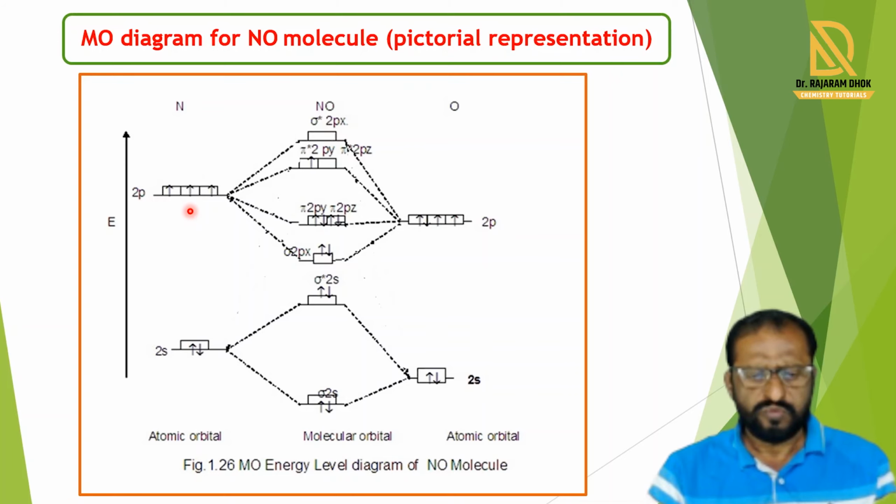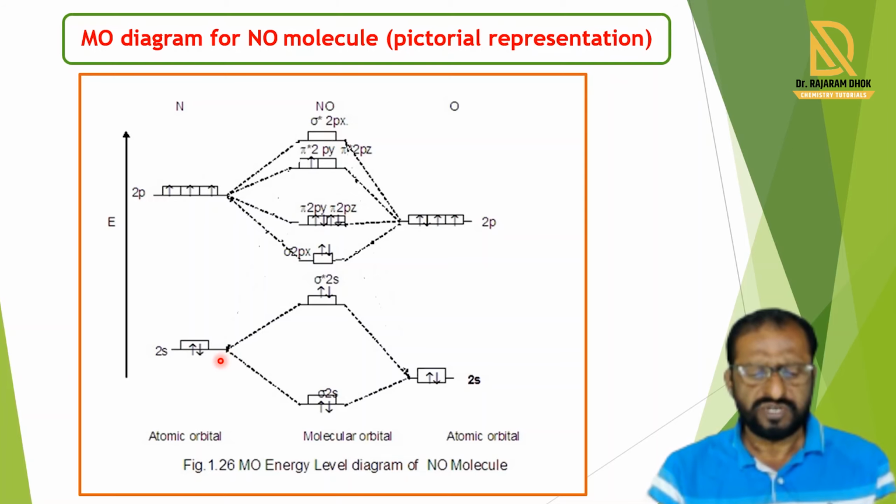Then the 2p atomic orbital of nitrogen and the 2p atomic orbital of oxygen also do not have the same energy. The 2p atomic orbital of oxygen is lower in energy than the corresponding nitrogen atomic orbital. In this way we draw the 2s atomic orbital of nitrogen and of oxygen, and the 2p atomic orbital of nitrogen and of oxygen. Now we see how molecular orbitals are formed by combination of the atomic orbitals of nitrogen and oxygen.